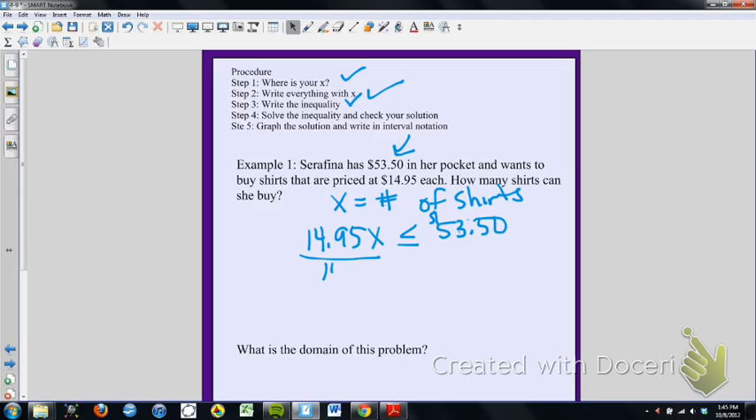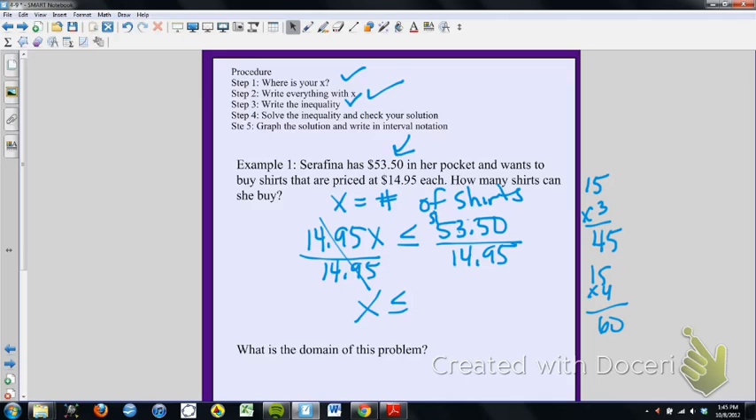So if I divide each side by $14.95, x is less than or equal to. So if I wanted to actually do this division, I could ask myself, how many times does $14.95 go into 53? So let me estimate here. $14.95 is almost 15, and 15 times 3 is 45, and 15 times 4 is 60, so it has to be between 3 and 4.